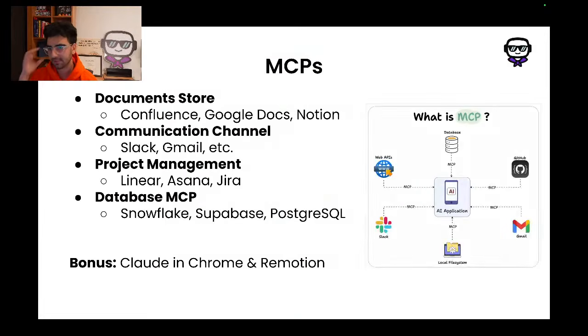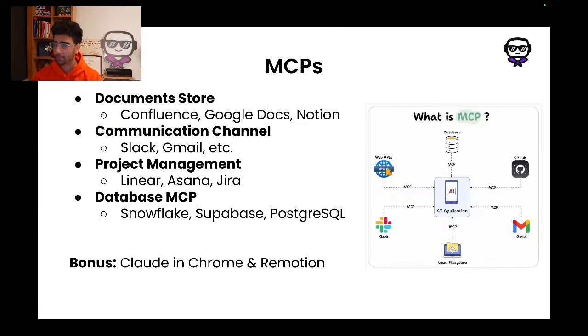So some of the MCPs that I recommend come in categories, right? I recommend one MCP for your document store. Wherever you have the most documentation stored about either yourself or your company, whether that be in Google Docs, Notion, or Confluence, set something up where Claude can access these databases so it can read stuff and figure out more about you. Another one is setting an MCP up for your communication channels. So that's Slack, Gmail, whatever you might be using.